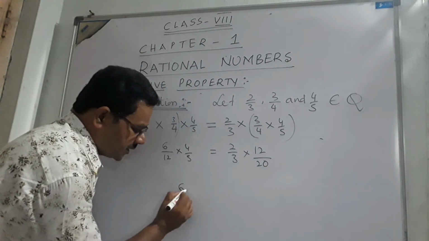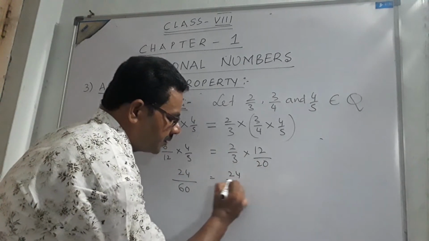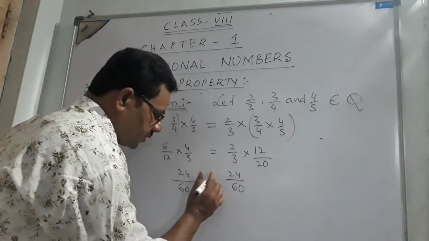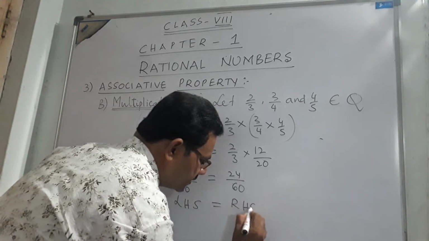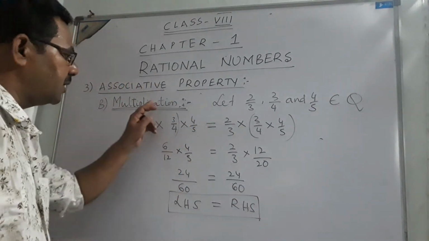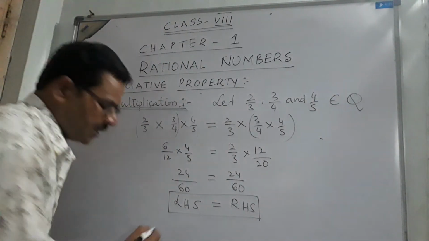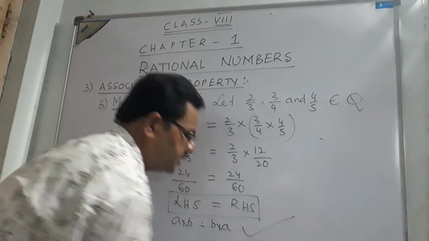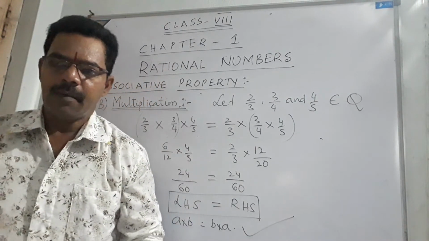12 5s are 60, 6 4s are 24, 2 12s are 24, 3 20s are 60. So both are equal. Left hand side is equal to right hand side. So LHS is equal to RHS. So rational numbers are associative under multiplication. That means it will be following. So we can say A into B is equal to B into A. That's why it is following. So we can say these rational numbers are associative under multiplication.